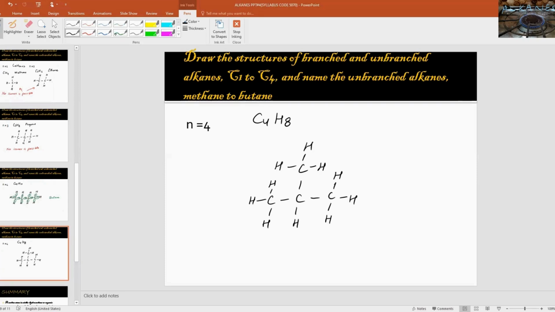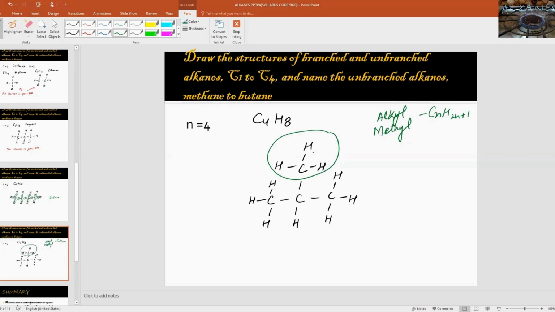We call this group methyl. This is the methyl group. The general formula for an alkyl group is CnH2n+1. This one is methyl. The value of n is 1, so we'll get CH3. This is CH3.